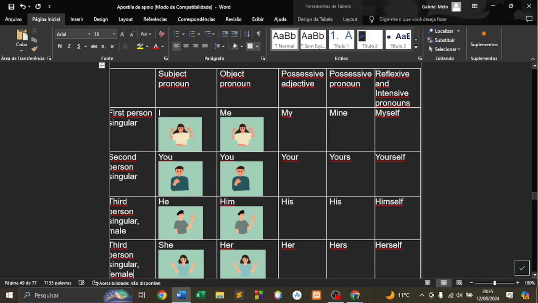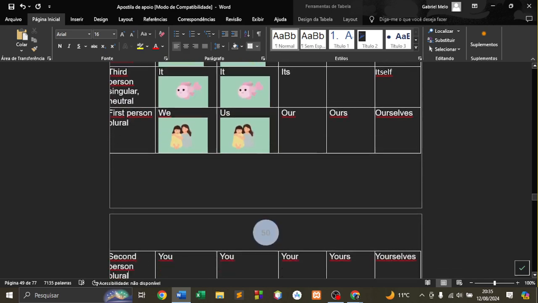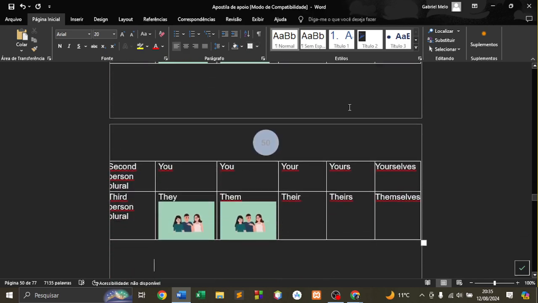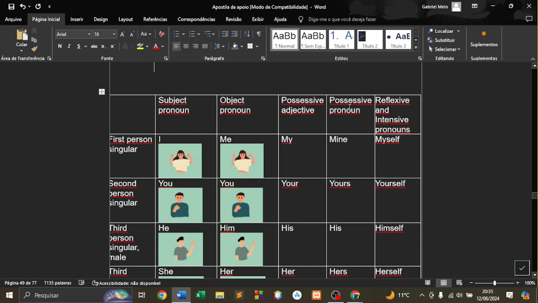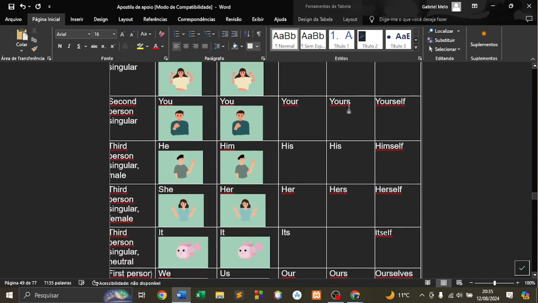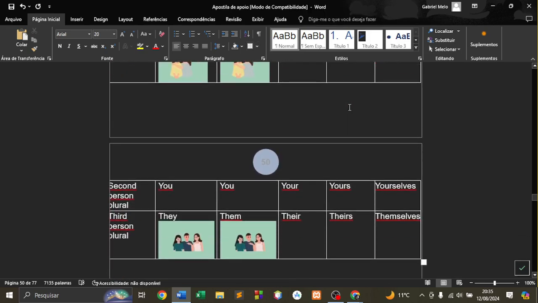The subject, first person singular. The subject is I, you, he, she, it, we, you, they. Exactly. What about object pronouns? What are the object pronouns? Me, you, him, her, it, us, you, etc. Exactly. Is there a difference between them?